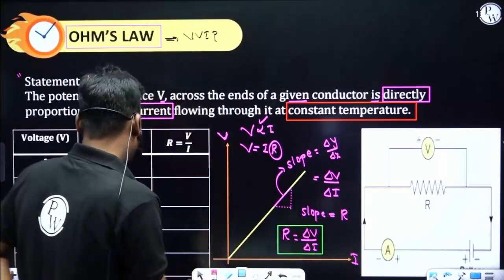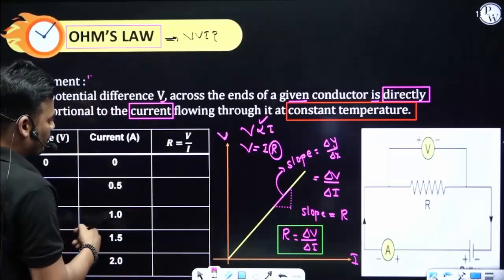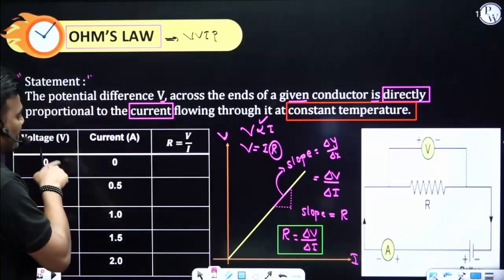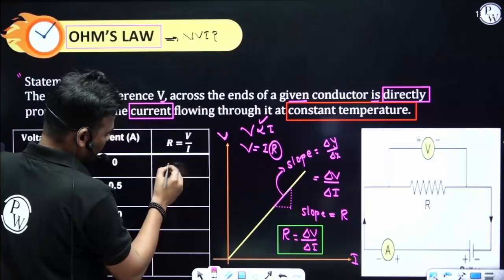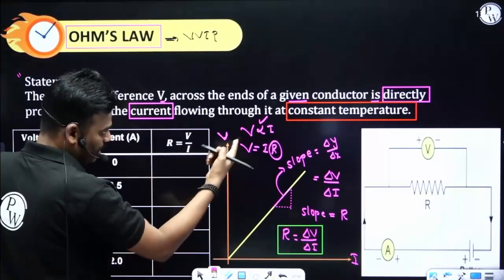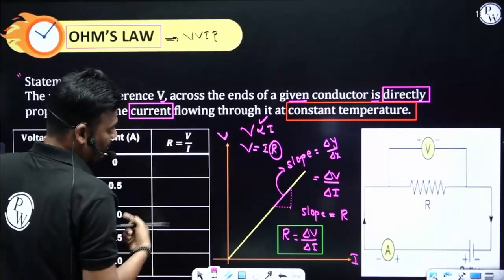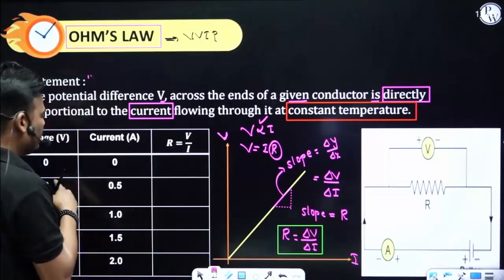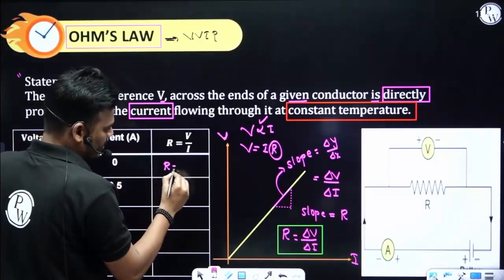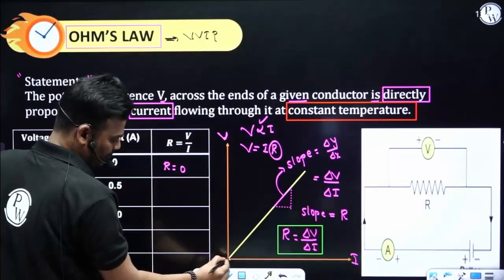So what is this data? See, 0 means 0. When voltage is 0, current is also 0. Let's say R is equal to V divided by I. So V is 0, I is also 0. Therefore, resistance is 0. It is starting from 0.